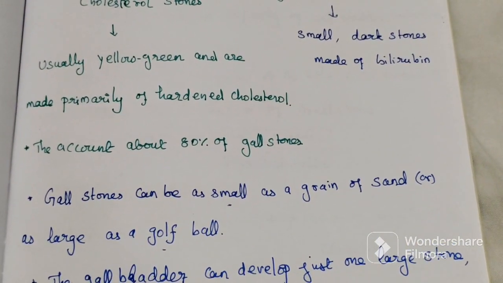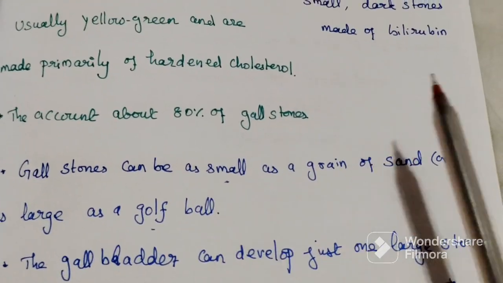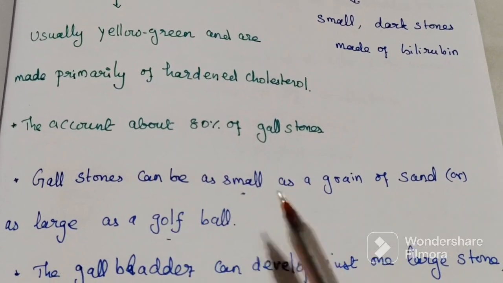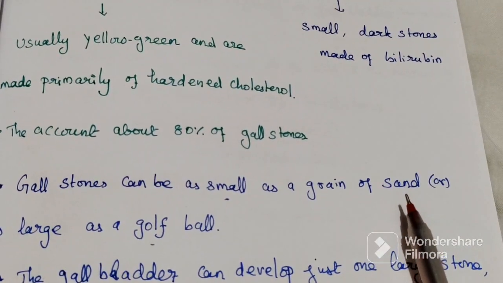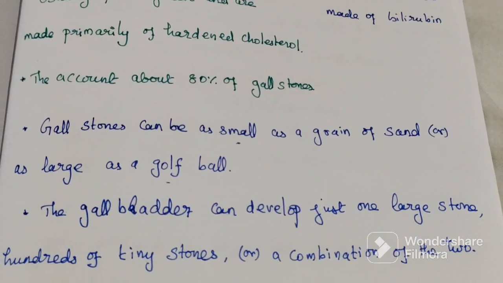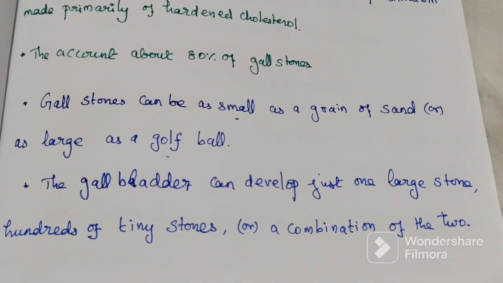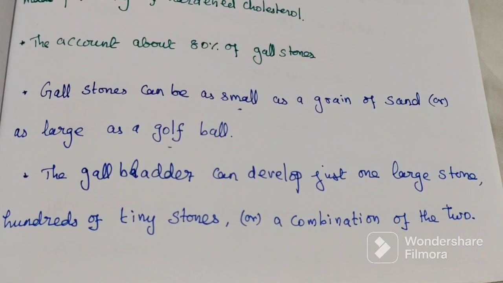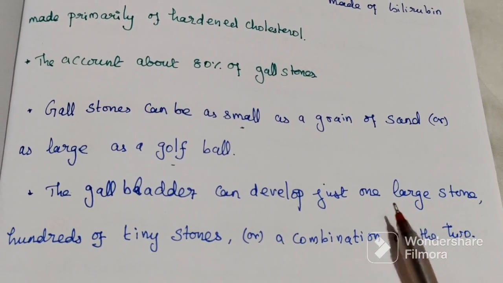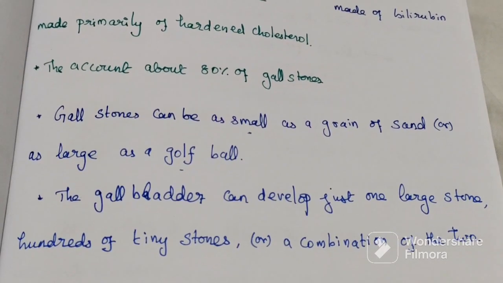Gallstones can be small. Smaller ones look like sand, and larger ones can be the size of a golf ball. The gallbladder can develop just one large stone, or hundreds of tiny stones, or a combination of the two.